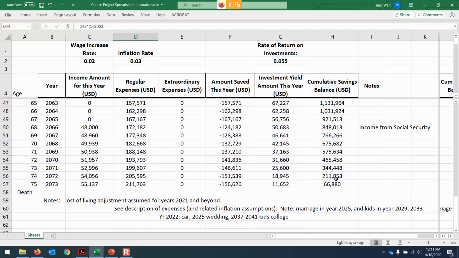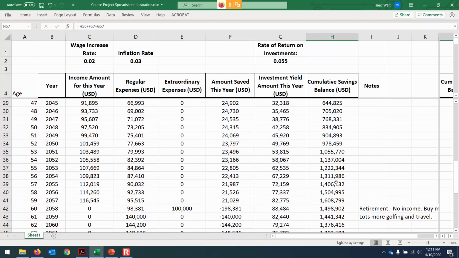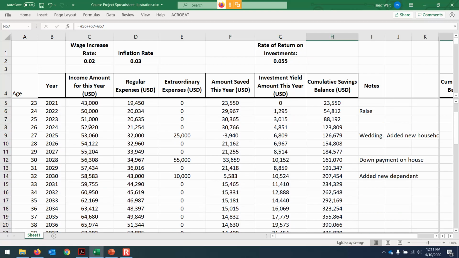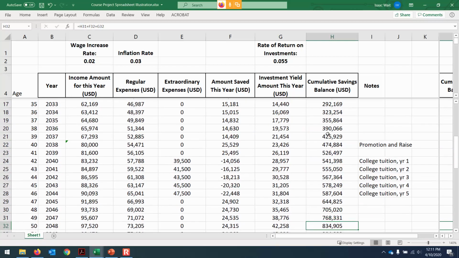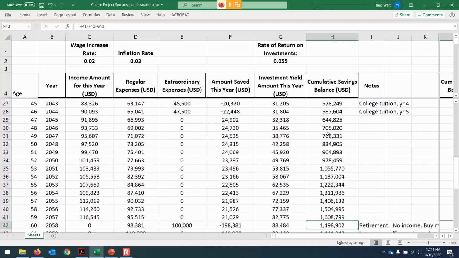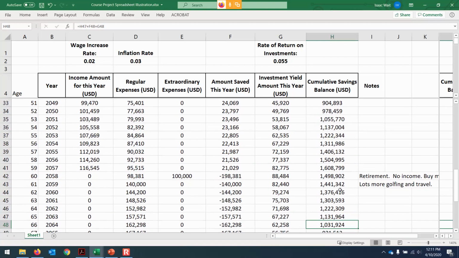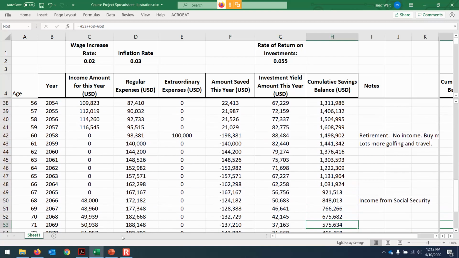And then we see, all right, this person doesn't run out of money. So then in the end, what we could do is a graph of age versus cumulative savings balance and see how during the working years it's growing and growing and growing, and then the person retired early and it took a dramatic downturn.